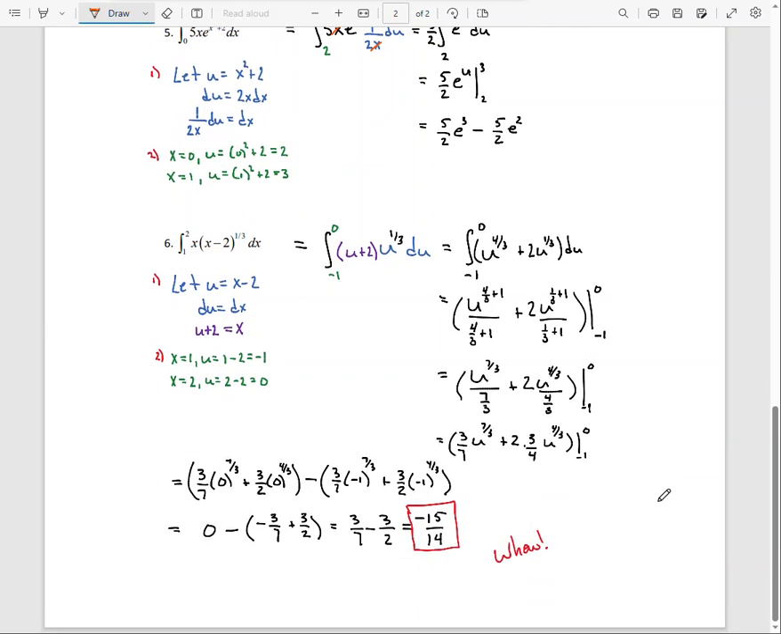All right, last example. And this is a doozy. The integral from 1 to 2 of x times the quantity x minus 2 to the 1/3. Obviously, it looks like there's some kind of distribution, but I can't, so we're going to let u be the inside. U is going to be x minus 2, and then du is just equal to dx. What does that get us? That gets us u to the 1/3, and it gets us du.